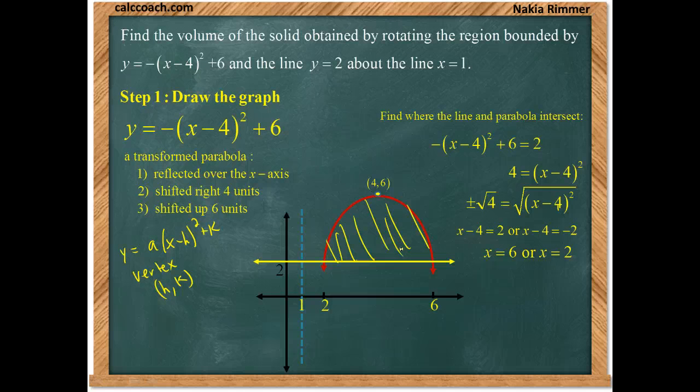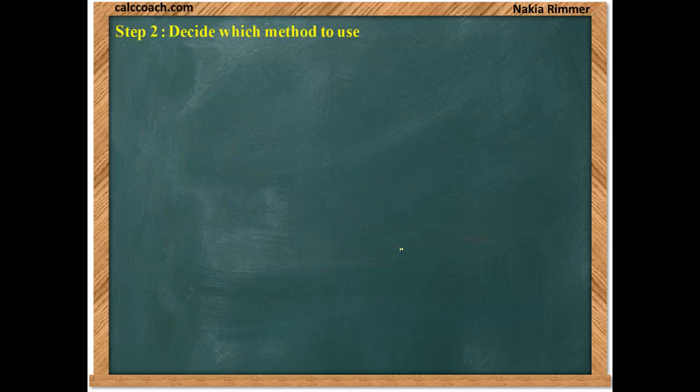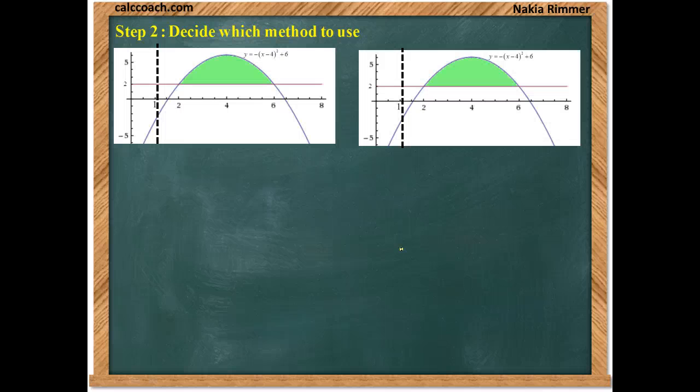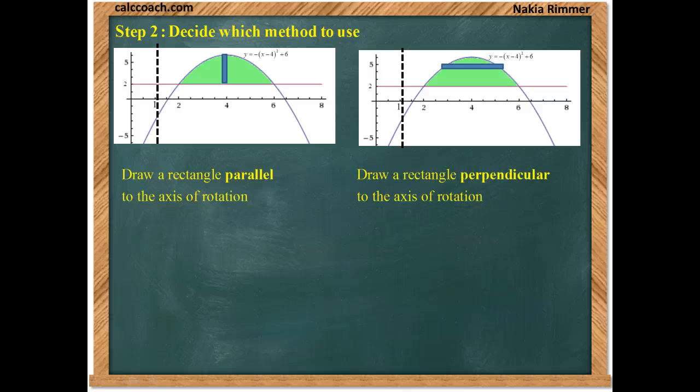Alright, now let's figure out which method we're going to use. So let's have a drawing, the graph twice, and we'll try each method. The first method is where you draw a rectangle that's parallel to the axis of rotation. The second one is where you draw a rectangle that is perpendicular to the axis of rotation. If you're parallel to the axis of rotation, then that's going to be shell. If you're perpendicular to the axis of rotation, it's either disc or washer.